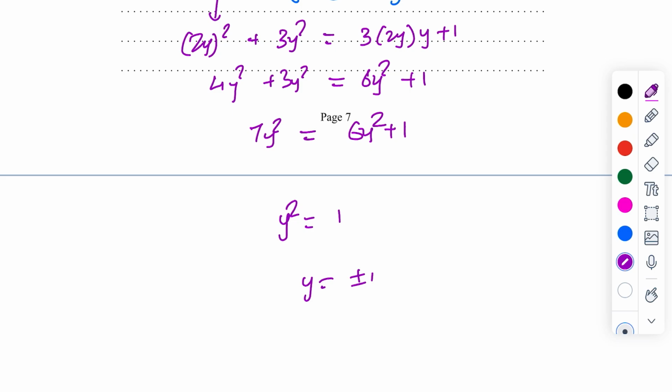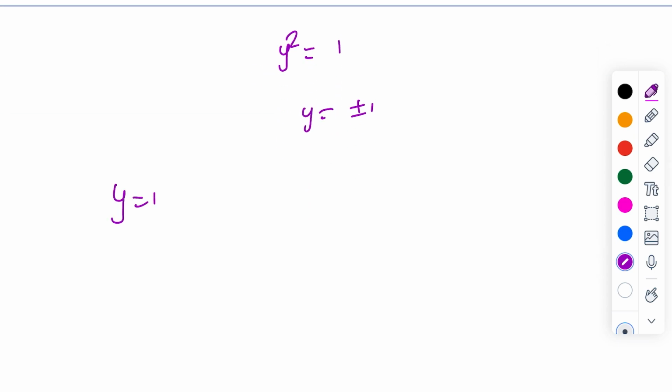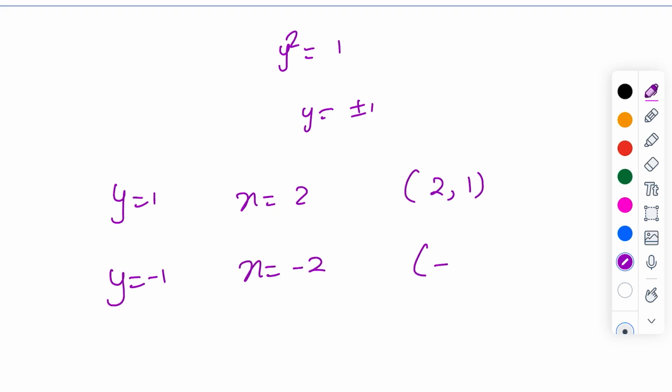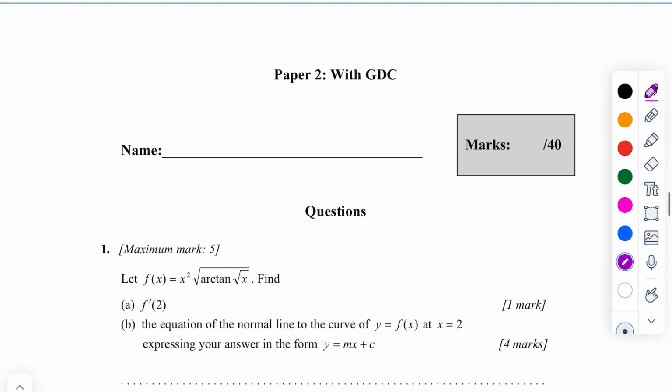Once I got y equals plus 1, I'll be getting x equals 2, so 2 comma 1. If y equals negative 1, I get x equals negative 2. So negative 2 comma negative 1. These are the answers for paper 1. Now paper 2 with GDC.